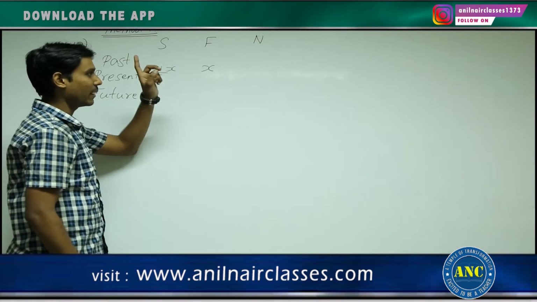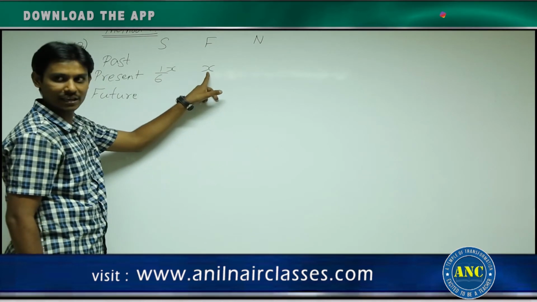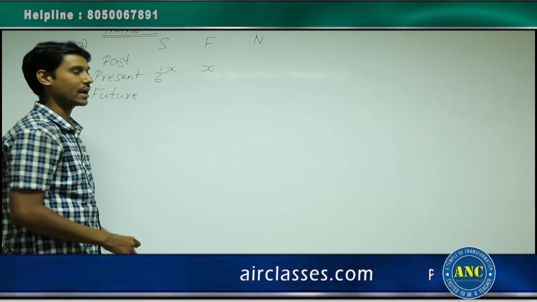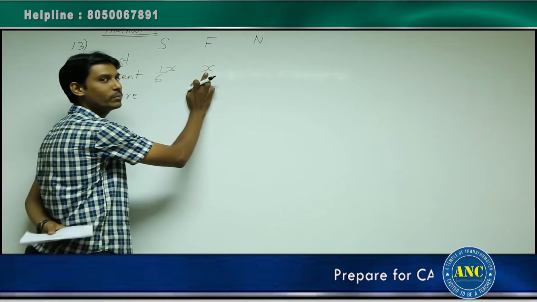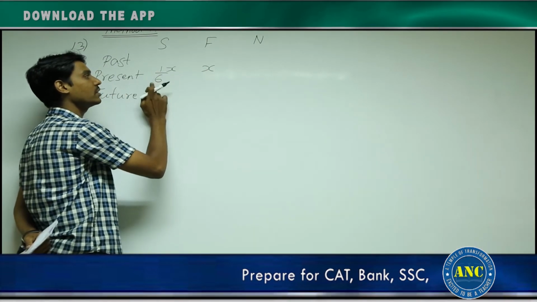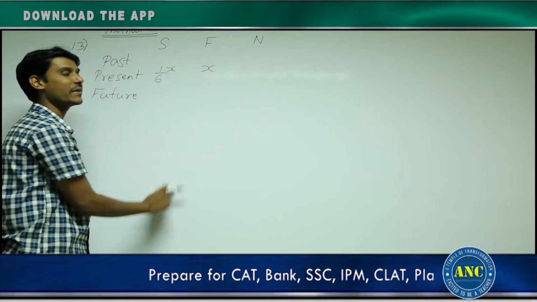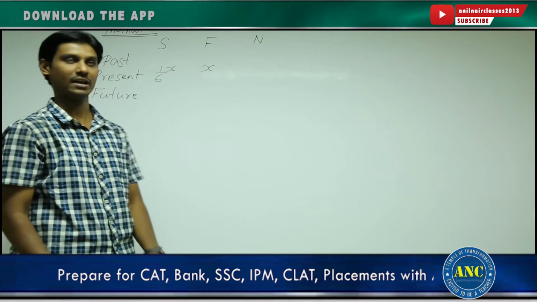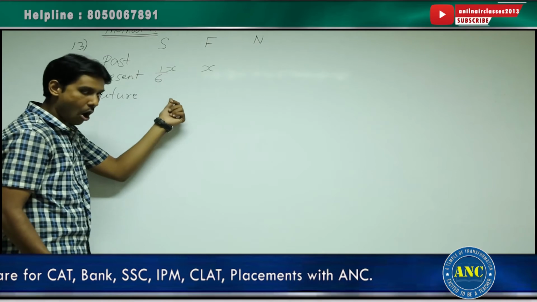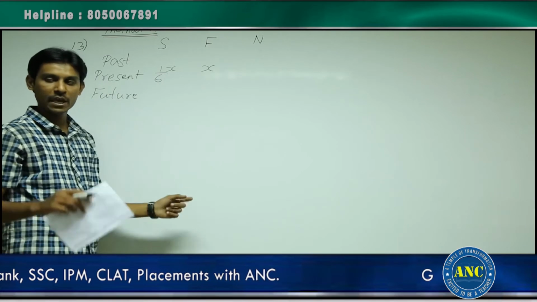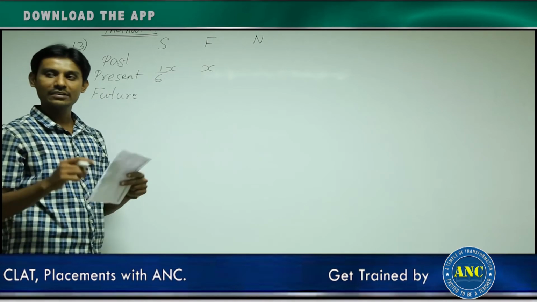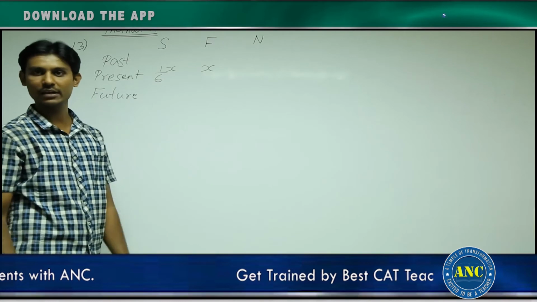But what is the drawback if I assume it as X? If I assume this as X, Suman becomes 1/6 of X. 1/6 of X is a fraction. If I work with fractions, in all the steps I will get fractions, and definitely it will consume more time.